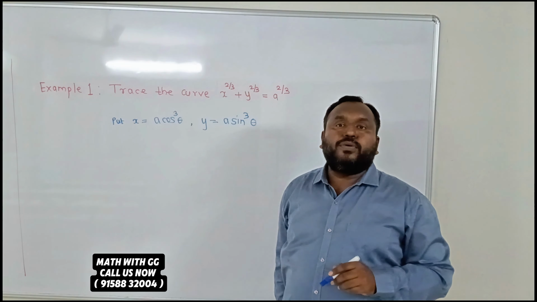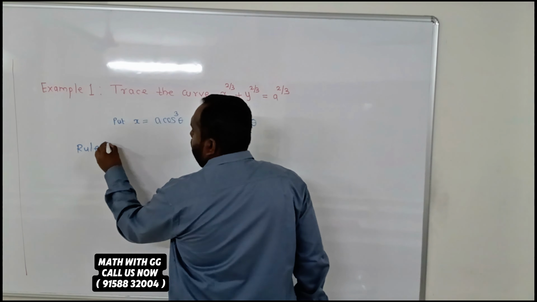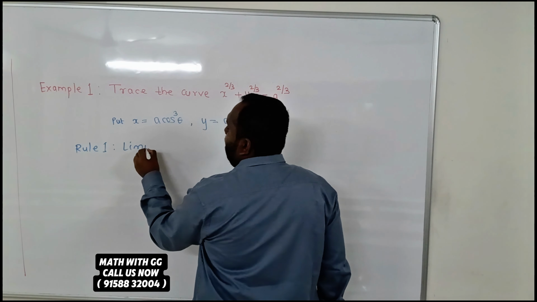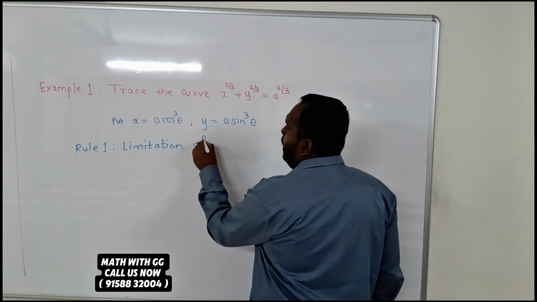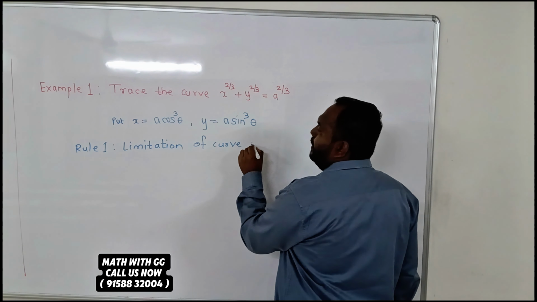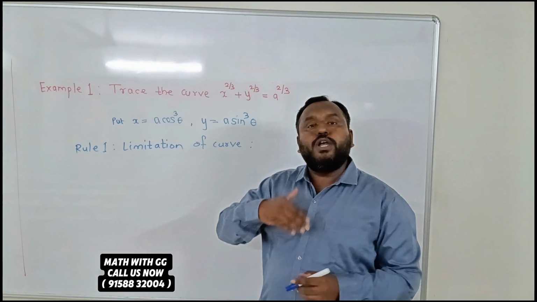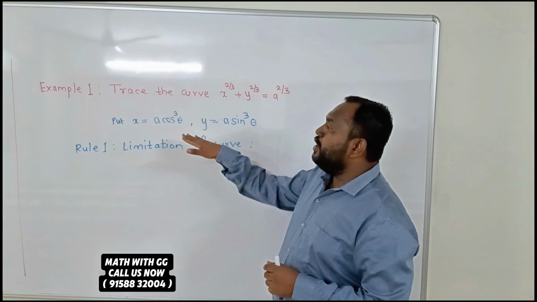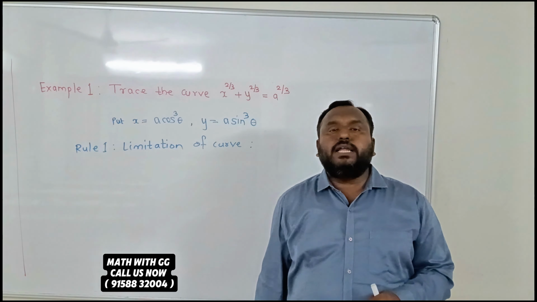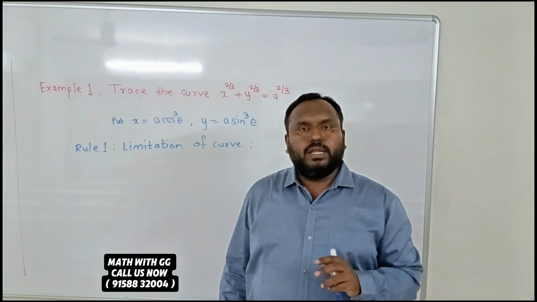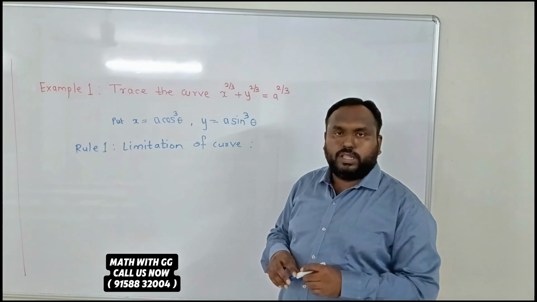Now let's start with the first rule, limitation of the curve. Now if we observe, x and y are in terms of trigonometric functions sin theta and cos theta, and we know that the range of sin theta and cos theta is -1 to 1. That is, the least value of sin theta and cos theta is -1 and the greatest value is +1. So if we apply both these cases, we get the limitation for the curve.